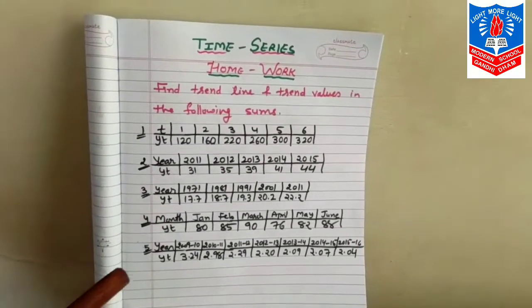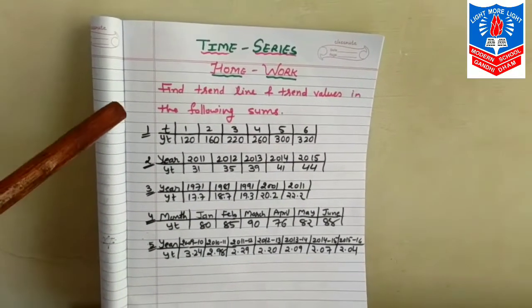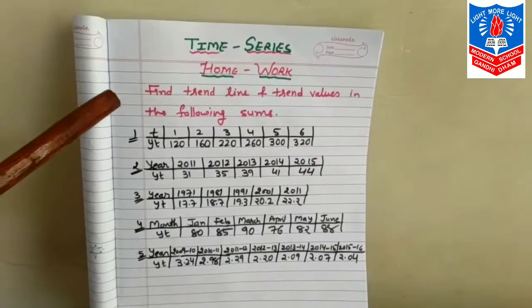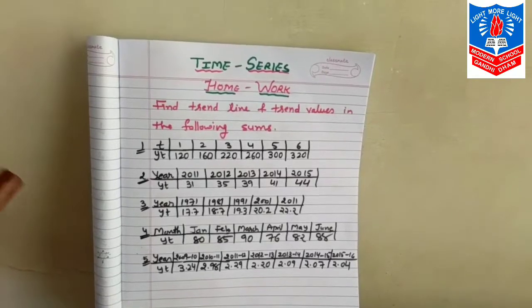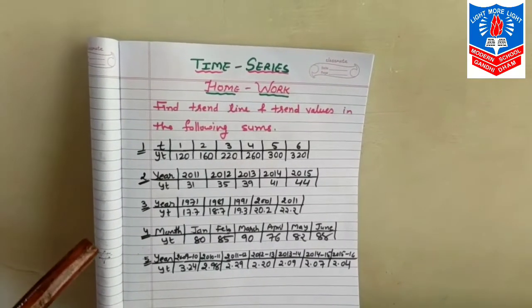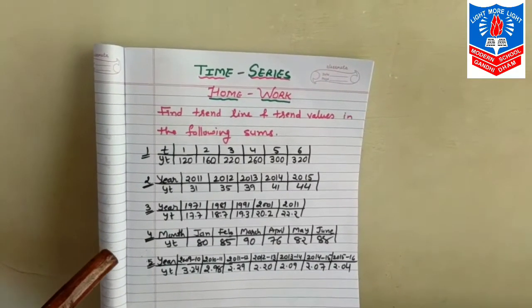Now this is your homework for today, where trend line and trend values you are supposed to find in these 5 sums. So this is the end of the second session of the 4th chapter.